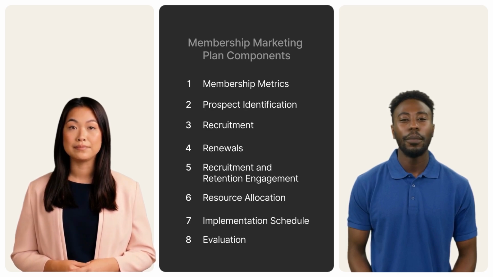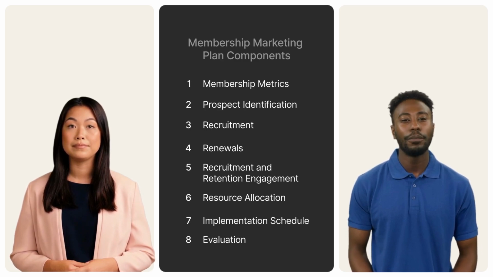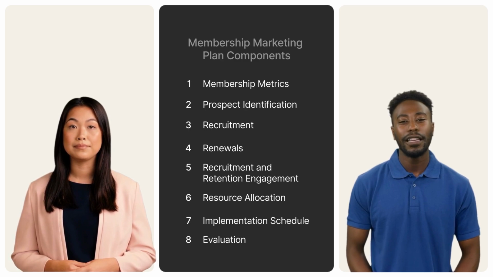The components of the proposed membership marketing plan are: 1. Membership metrics, which include an overview and analysis, to include implications of periodic member satisfaction research. 2. Prospect identification, which includes an assessment either through internal means or external research. 3. Recruitment. 5. Recruitment and retention engagement. 6. Resource allocation. 7. Implementation schedules. And 8. Evaluation, which includes how the plan will be evaluated, including timing of membership reports.